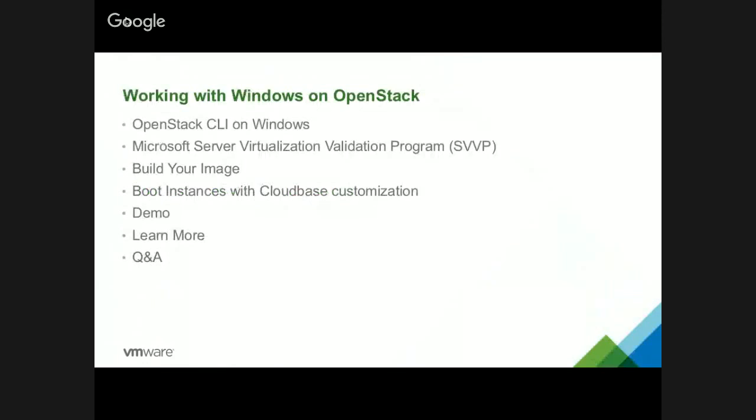So what are we going to talk about today? First of all, you can actually use the OpenStack CLI on Windows, and I'll show an example of that working. Just because it's Windows doesn't mean that I can't install Python and run pip, install Python with clients, and all that. And then we'll also talk about how we qualify our environments for working with Windows images, because you can't just choose any platform and run Windows on top of it. You have to be within Microsoft's recommended standing, as well as recommended configurations from your hypervisor vendor. And then we'll actually show how you build your image and deploy instances.